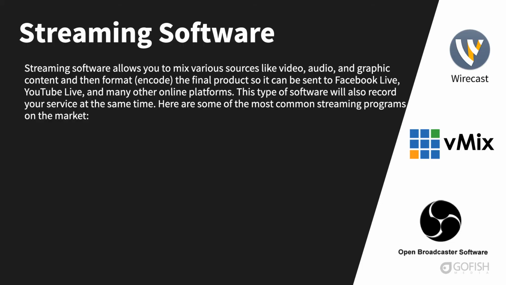So let's talk a little bit more about streaming software. Streaming software is, like I said before, what allows you to mix all this stuff together. And very importantly, it is also responsible for encoding your video, which is a method of compressing that video and preparing it to be sent out to an online platform like Facebook Live, YouTube Live, Vimeo, or your own website, and a variety of other places.